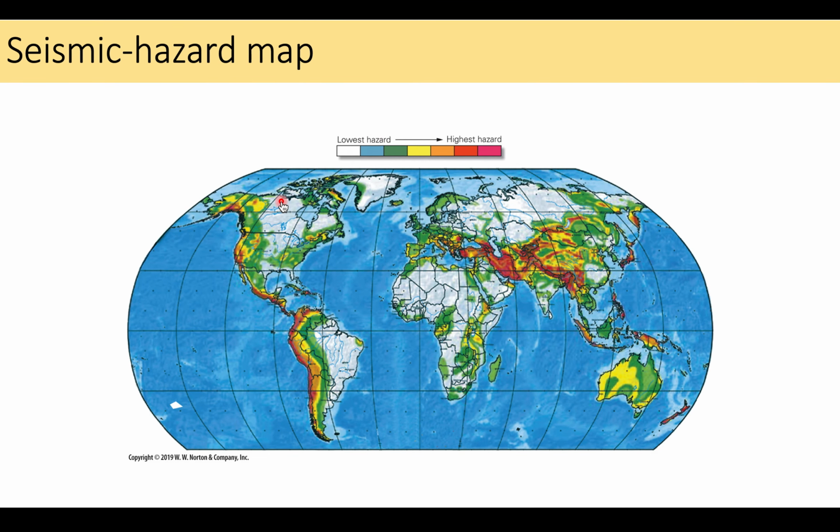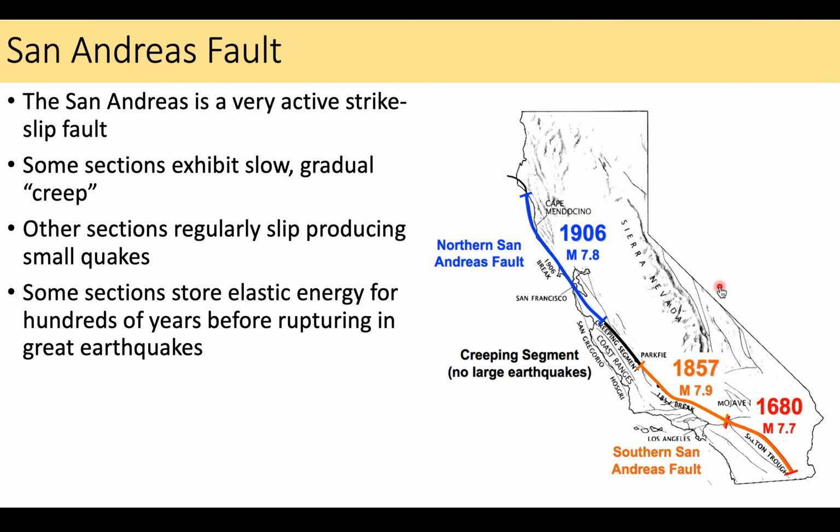We do have seismic hazard maps. This is just looking at the history of earthquakes around the world, where has the highest hazard of having more earthquakes and stronger earthquakes, where has the lowest hazard. You'll notice in Southern California, we have a very high hazard because historically we have had many earthquakes and strong ones. So here again is the San Andreas Fault.